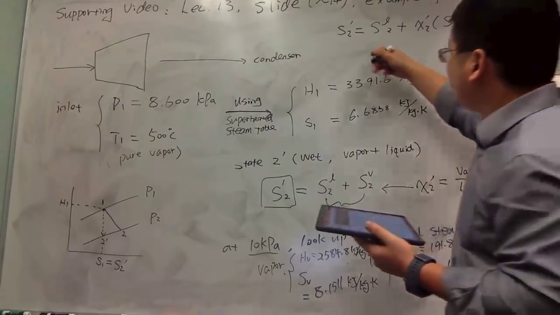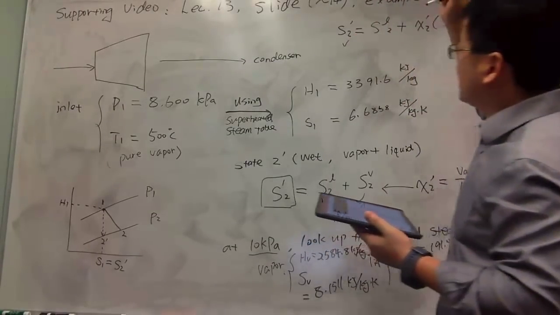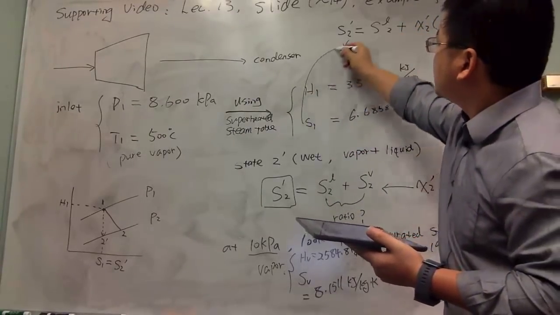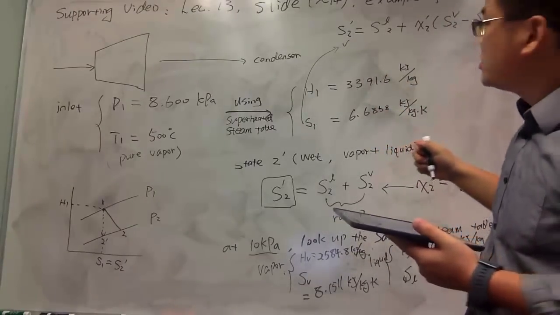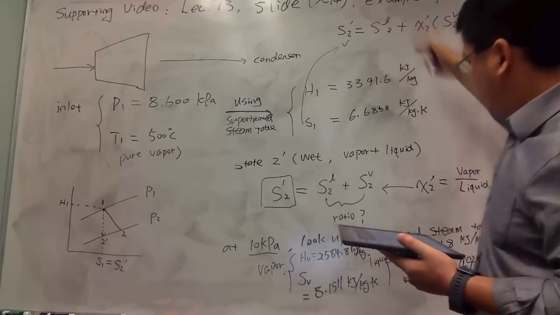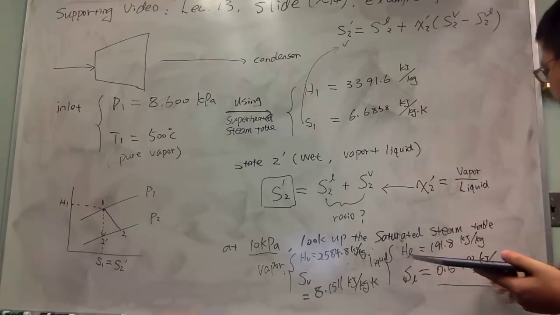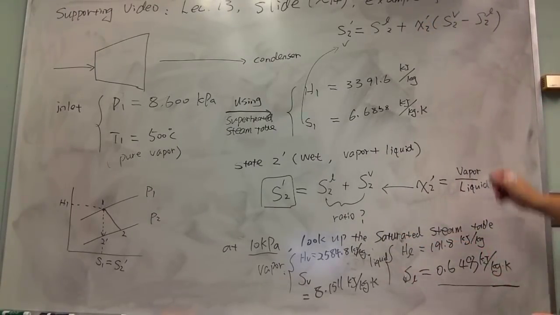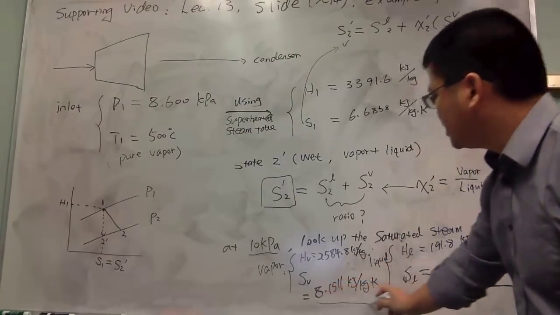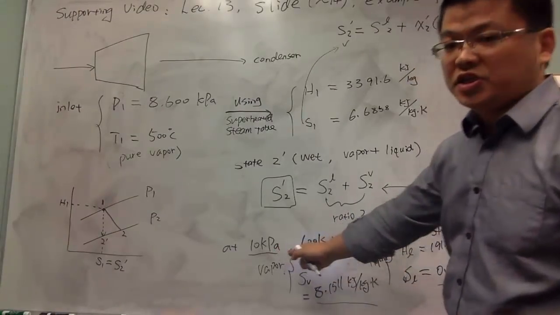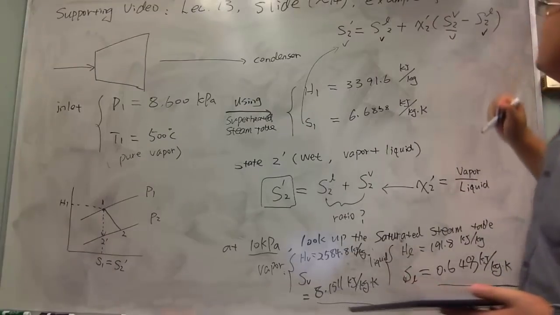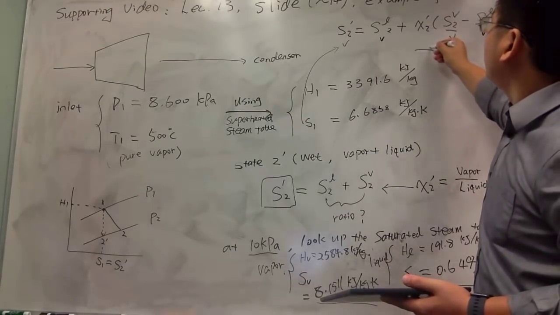So by using that, and we know S2 prime, which is a total, which is the same as S1 along this isentropic process. S2 at that liquid phase, we have this value over here. S2 vapor is also known from the saturated steam table. So all the entropies are known so that we can solve for X2 prime.